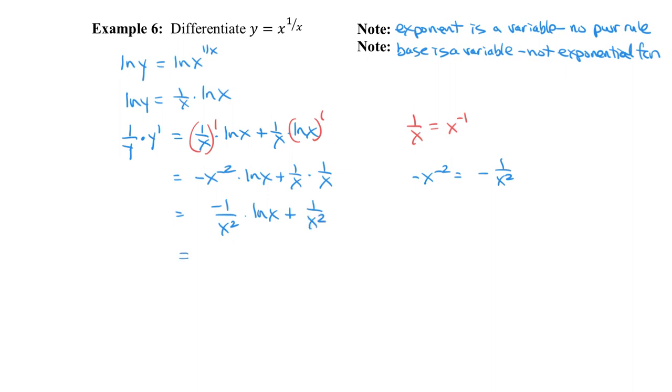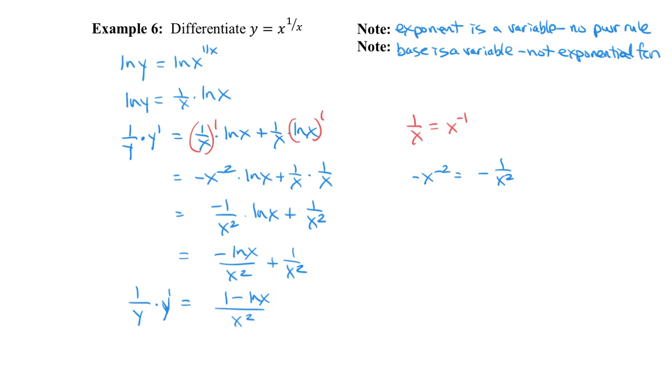And then if you look at these first two, we could multiply these and just get negative natural log of x over x squared plus 1 over x squared. Or if you really wanted to, go 1 minus natural log of x over x squared. Those are equal to 1 over y times y prime.